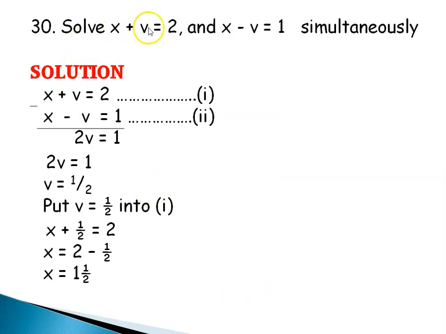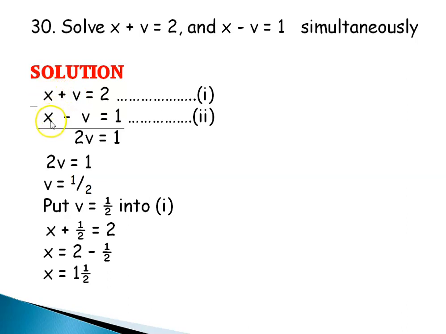Question 30. Solve x plus y is equal to 2 and x minus y is equal to 1 simultaneously. This is a simultaneous equation. So what I'm going to do is to represent each of the equations with a number. x plus y is equal to 2 is equation 1. x minus y is equal to 1 is equation 2. So what I want to do is to eliminate x. How do I eliminate x? Subtract equation 2 from equation 1.